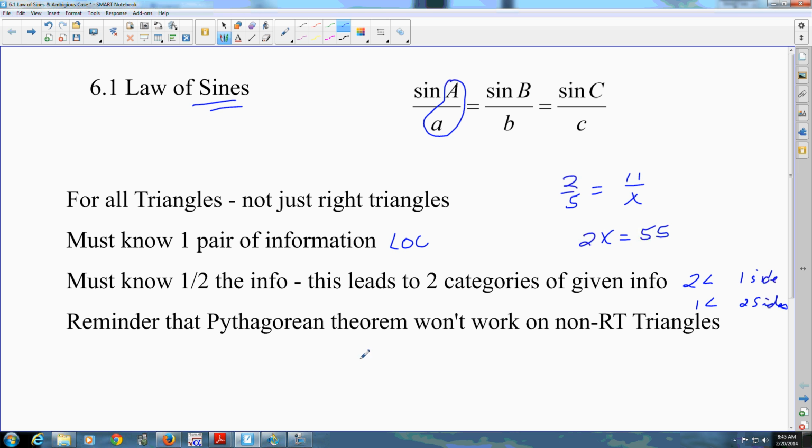Remember, the Pythagorean theorem can only be used when you have right triangles. So if you're told 2 sides and 1 angle, you can't use the Pythagorean theorem to find the third side, because this is only true on right triangles. When you have a non-right triangle, you can't assume, for starters, that C is the longest side, but also this only works on right triangles. So don't try it unless you specifically know it's a right triangle.